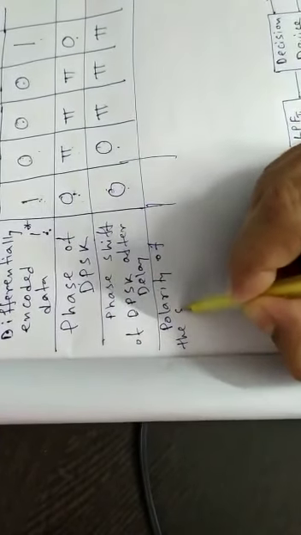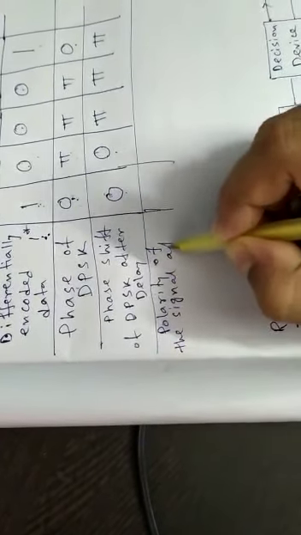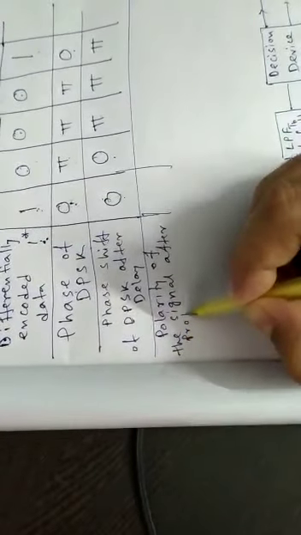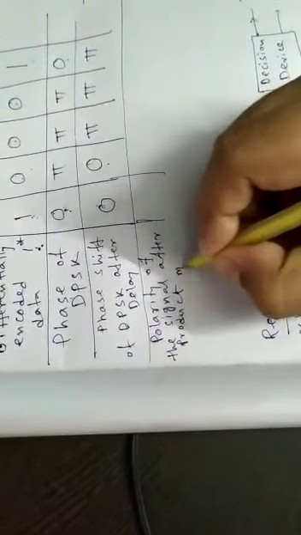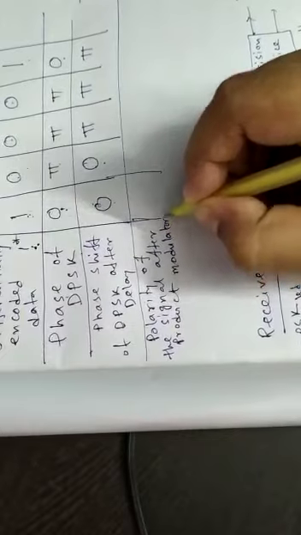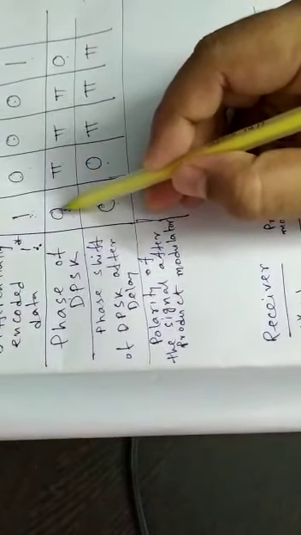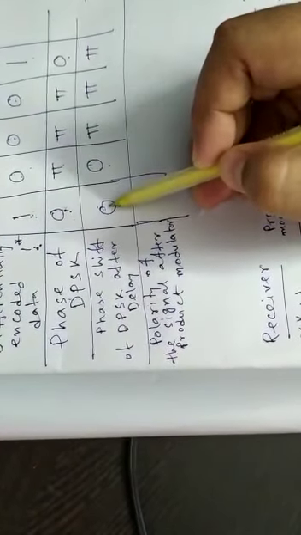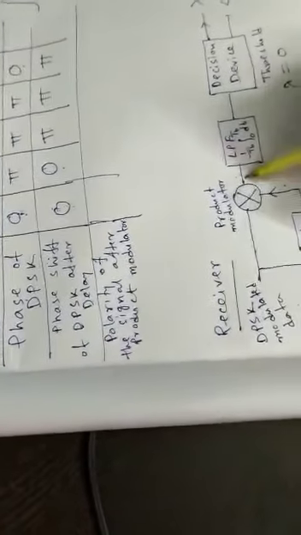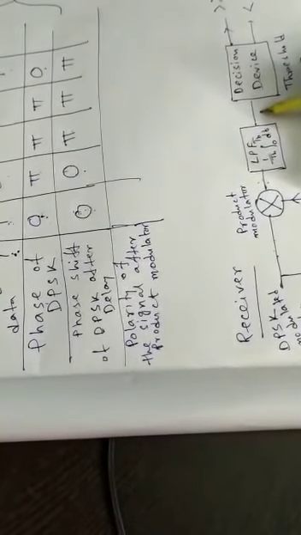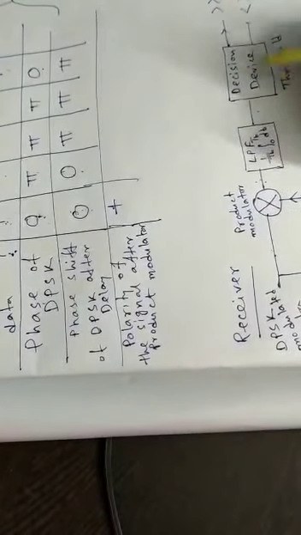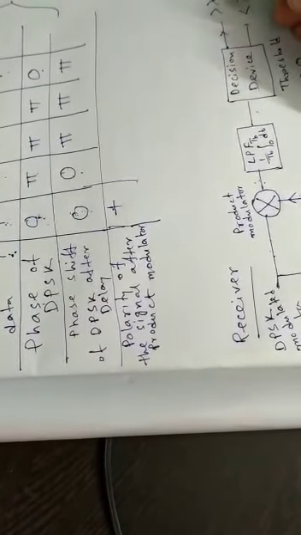So when you multiply 0 with 0, that means Ac cos omega ct with Ac cos omega ct, the polarity of the signal after the product modulator: you will get Ac square cos square omega ct here. That means after the low pass filter we get Ac square by 2. So the polarity is positive. If the polarity is positive, the decision device will decide the received signal is 1.